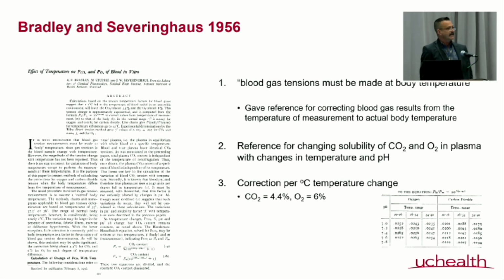This starts back in 1956, where Severinghaus was the first to describe the changes in solubility of oxygen and carbon dioxide in blood, and suggested that blood gas tensions must be made at body temperature. He gave references and formulas for correcting blood gas results from the measurement temperature to the actual body temperature. As you can see, he supplied charts that corrected the solubility coefficients based on temperature, but also on pH. So this was the standard at the time, to do actual blood gas measurement at patient body temperature.